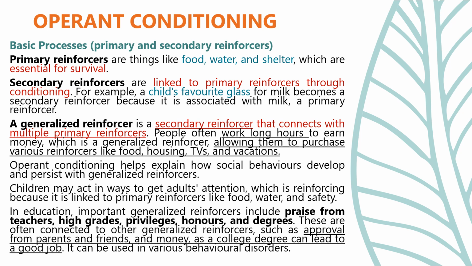Operant conditioning helps explain how social behavior develops and persists with generalized reinforcers. Children may act in a way to get adult attention, which is reinforcing because it is linked to primary reinforcers like food, water, and safety. In terms of education, important generalized reinforcers include praise from the teacher, high grades, privileges, honors, degrees, distinctions. These are often connected to other generalized reinforcers such as approval from parents and friends. Money, as a college degree can lead to a good job.